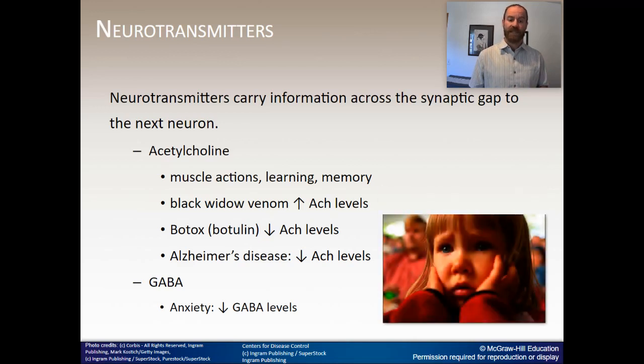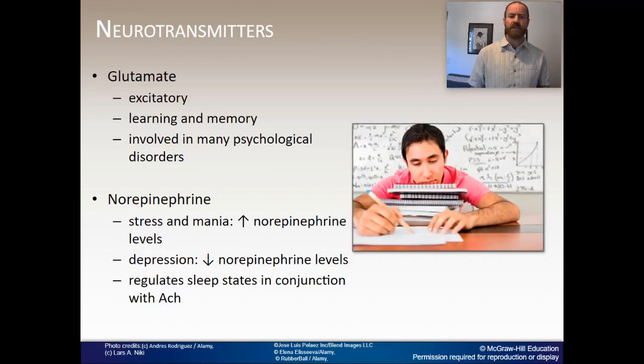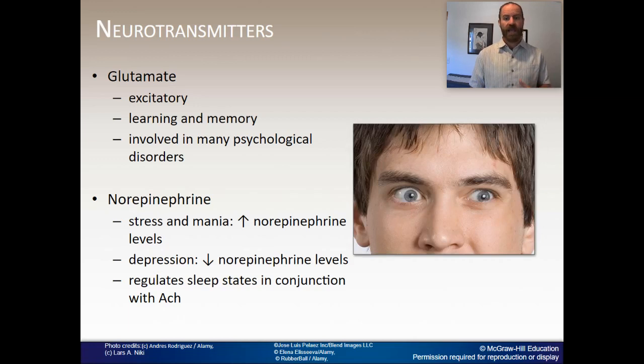Gamma aminobutyric acid, or GABA, is an inhibitory neurotransmitter that is used throughout the nervous system to purposefully stop or slow down neuronal firings. Therefore, a lack of GABA is associated with heightened anxiety. Glutamate is an excitatory neurotransmitter used in a variety of areas in the nervous system. It is most commonly associated with learning and memory, although it has many other functions. Therefore, an excess or lack of glutamate is implicated in many psychological disorders.